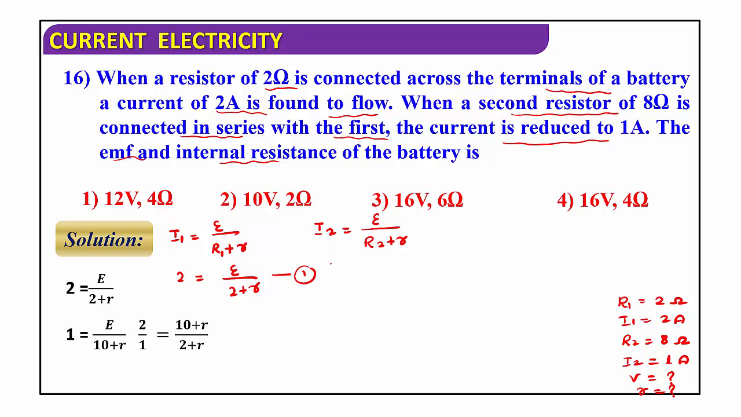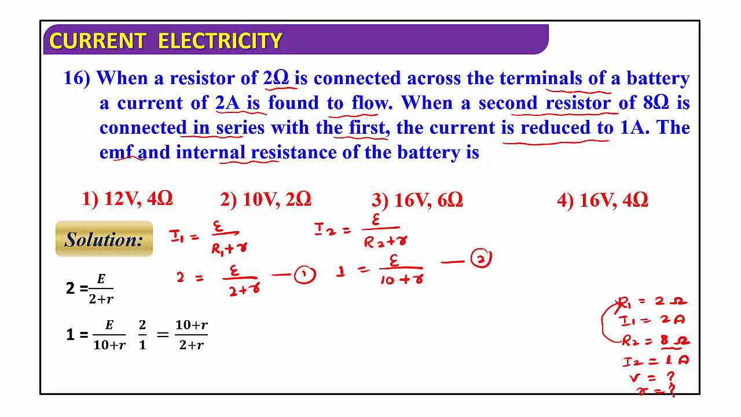In the second equation, again substitute their value. I2 is given 1 ampere. E, R2, what is the value of R2? 8 ohm, which is connected in series with the first. You should remember very carefully here. Don't write only 8 ohm here. This is connected in series with the first, means total resistor becomes how much? 10 ohm plus r. Let us take it as equation 2.